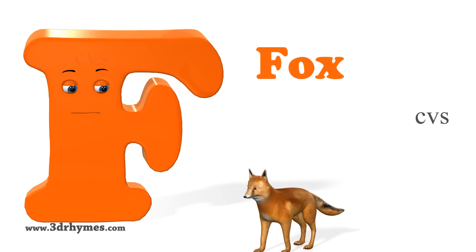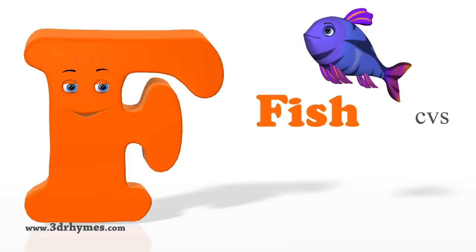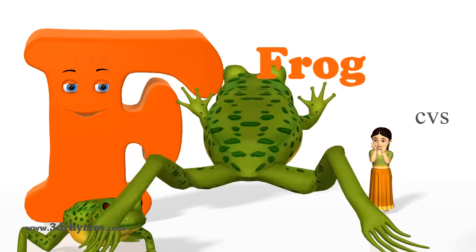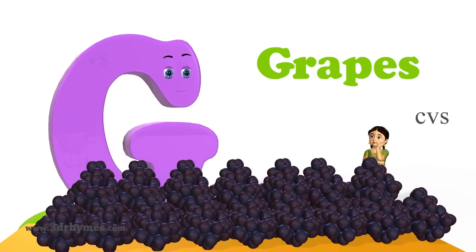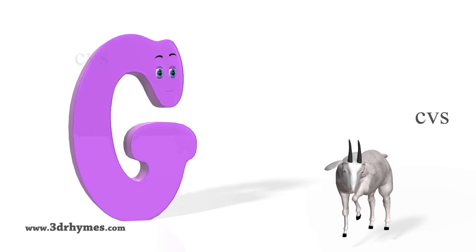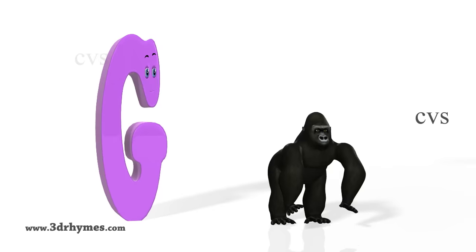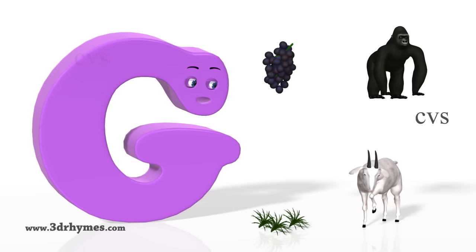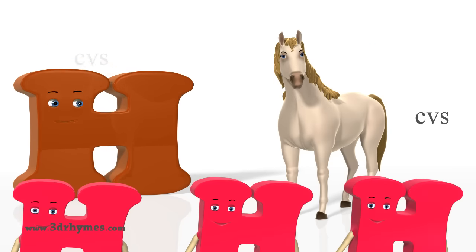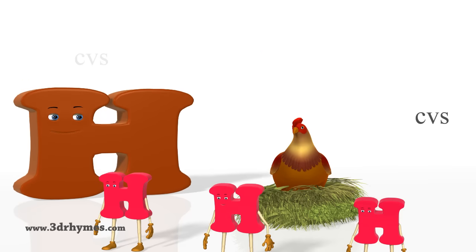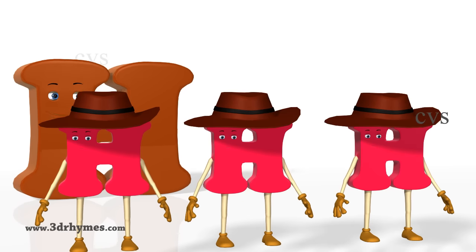F for fox, F for fan, F for fish, F for frog. G for grapes, G for goat, G for grass, G for gorilla. H for horse, H for hen, H for house, H for hat.